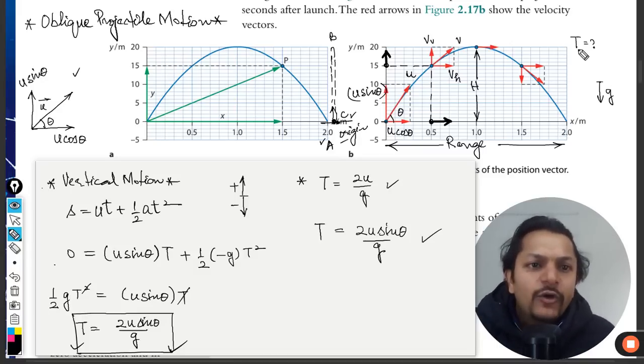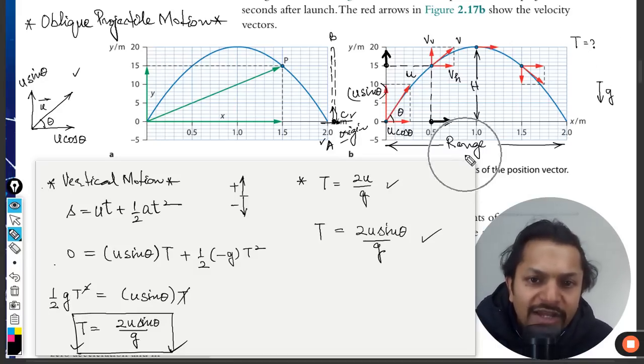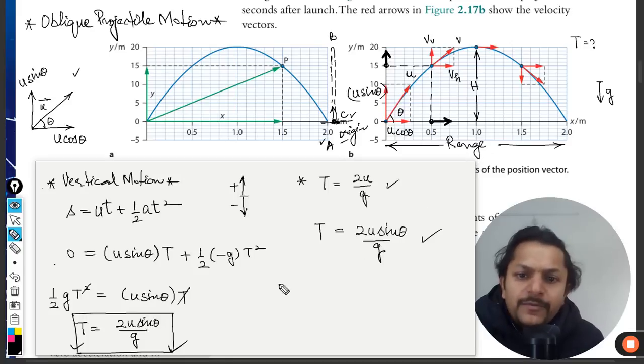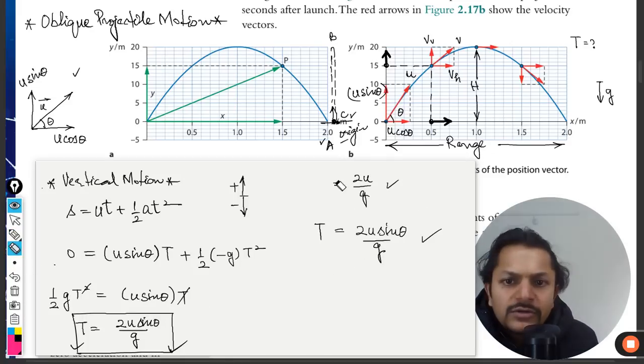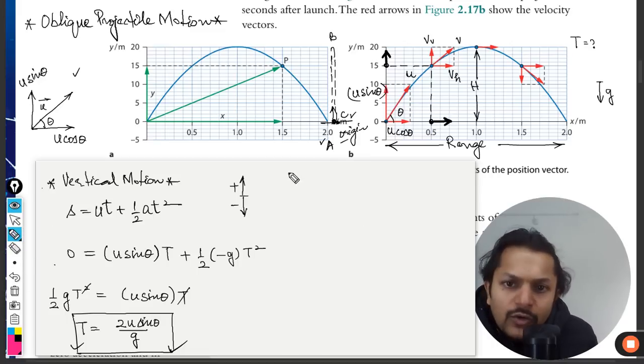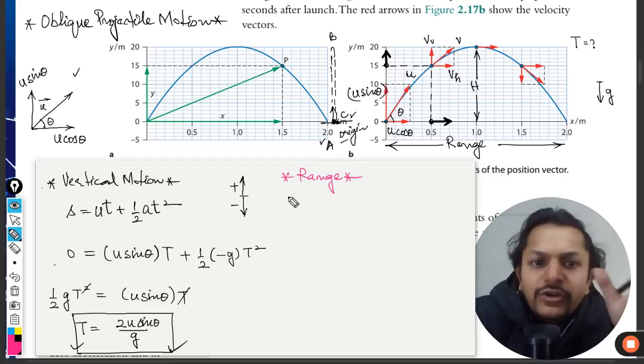Okay, so having found this total time of flight, let us move to the range now. And the range, I can just write it here only because I think the space is enough, or I'm going to rub this. Yeah, because the formula, we have it here already. Okay, now range. Now you see, what about the range?